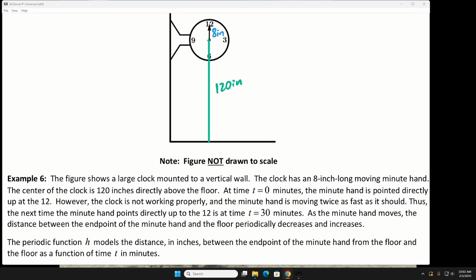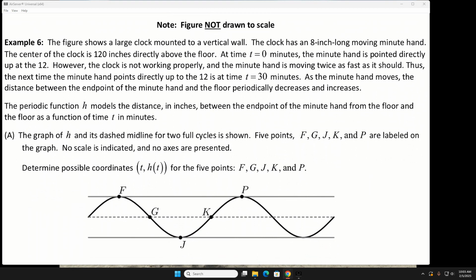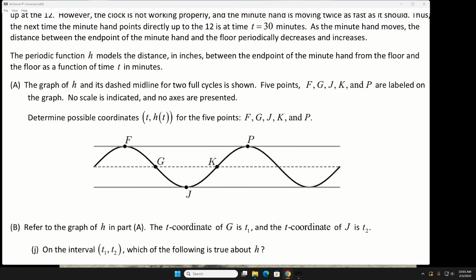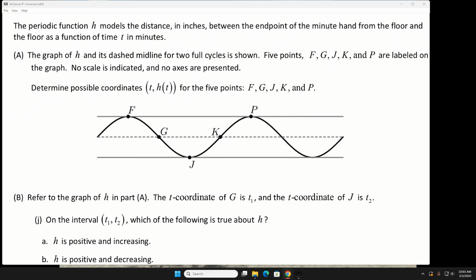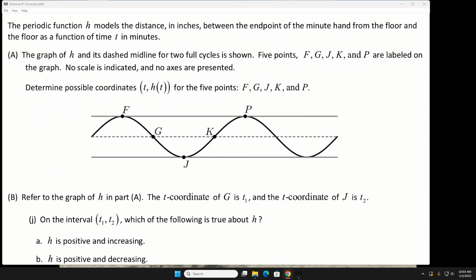As the minute hand moves, the distance between the endpoint of the minute hand and the floor periodically increases and decreases. So it starts off farthest away from the floor, and then it gets closer, closer, closer, until it's closest to the floor, and then it starts getting farther and farther away again. All right, so the periodic function h models the distance in inches between the endpoint of the minute hand and the floor as a function of time in minutes. The graph of h and its dashed midline for 2 full cycles is shown, and these 5 points are labeled on the graph. We're going to determine the ordered pairs for each of these.